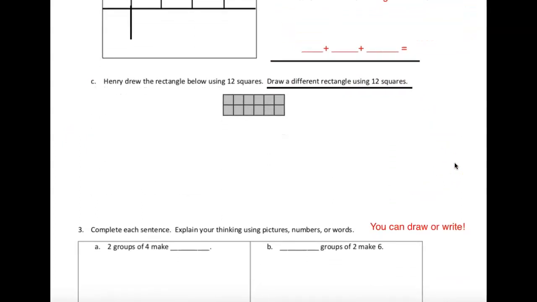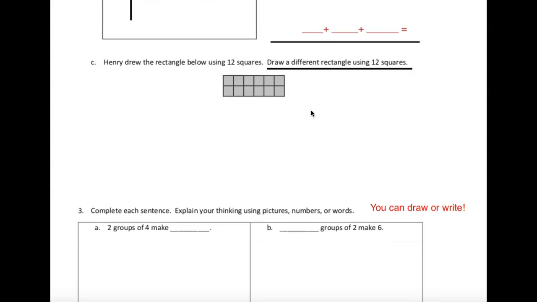This next one says Henry drew the rectangle using 12 squares. Draw a different rectangle using 12 squares. So Henry's is right here. He used 2 rows of 6. Think about if you have 12 squares, how else you can create another rectangle. It can be just rotating this rectangle. It can be a different amount of rows and columns. Just your total should be 12, and they should be in equal groups.